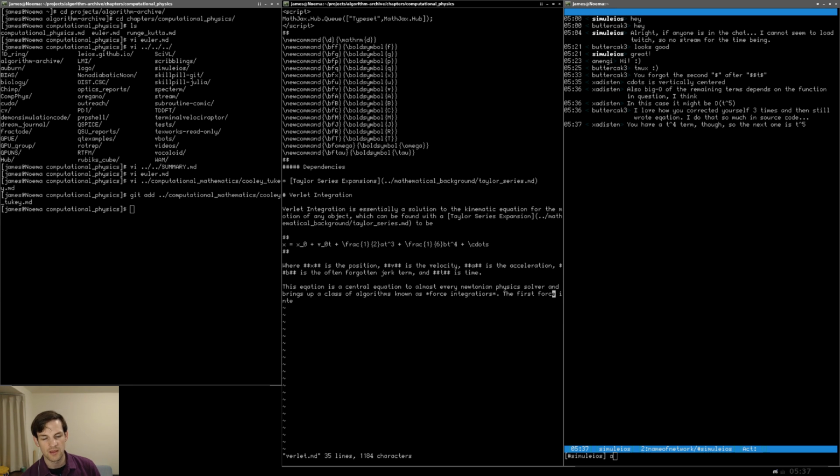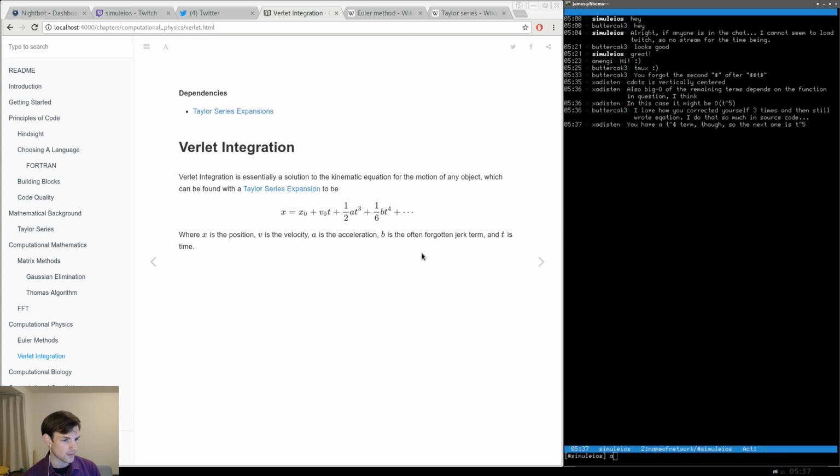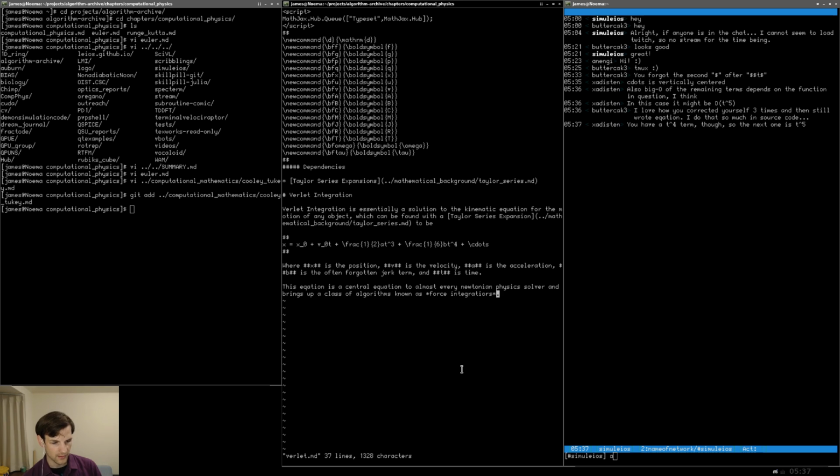Oh, I see what you're saying. Of the remaining terms depends on the function in question, I think. Yeah. So here, I'll show that in just a second. But here what I was doing is I was just saying, let's go ahead and write it and pop it up over here, that we have additional terms going forward. I wasn't saying that they are of any order. However, when I do the Verlet integration later, I'll show why it's t to the 4th when we're there.